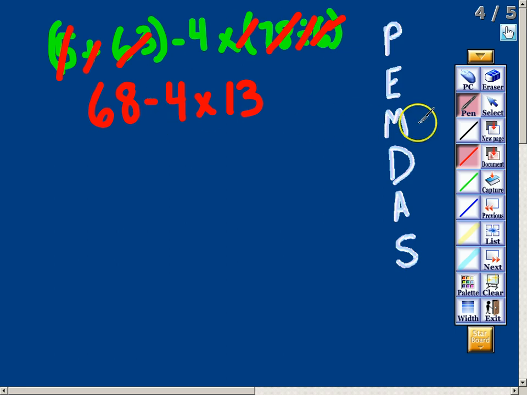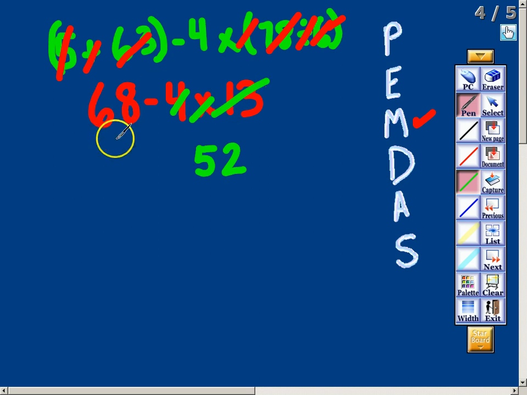Okay, so the first thing I need to do is take a look at my order of operations. I can see that multiplication comes before subtraction. So I need to multiply 4 times 13 before I do anything else. 4 times 13 is going to give me 52. I can cross out my 4, my multiplication sign, my 13. And then I can bring my 68 down along with my subtraction sign. Okay, and now I have 68 minus 52, which is going to give me 16 for my answer.